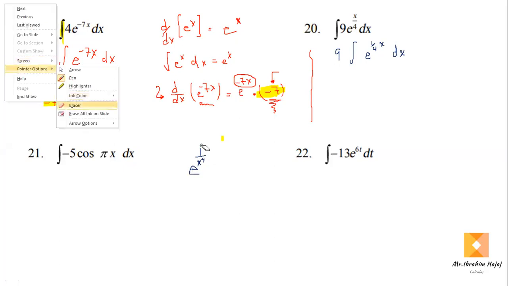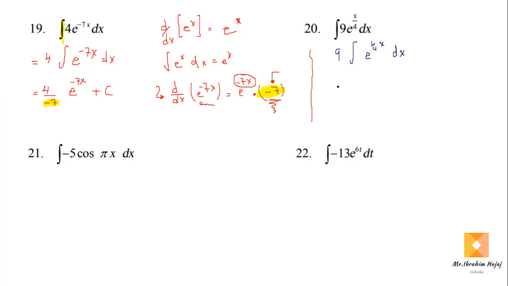So you divide by 1 over 4, which means you are multiplying by 4. And what's the integral of e to the power of 1 over 4x? It stays the same. So it's 4 e to the power of 1 over 4x plus c. Yeah, excellent.